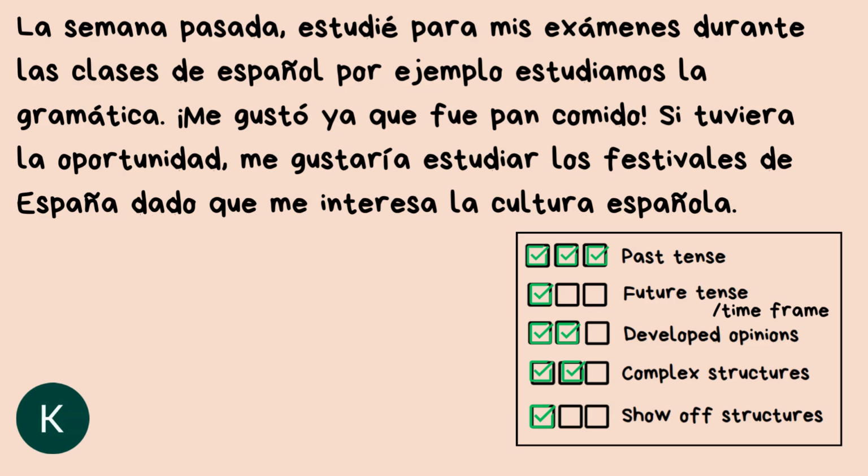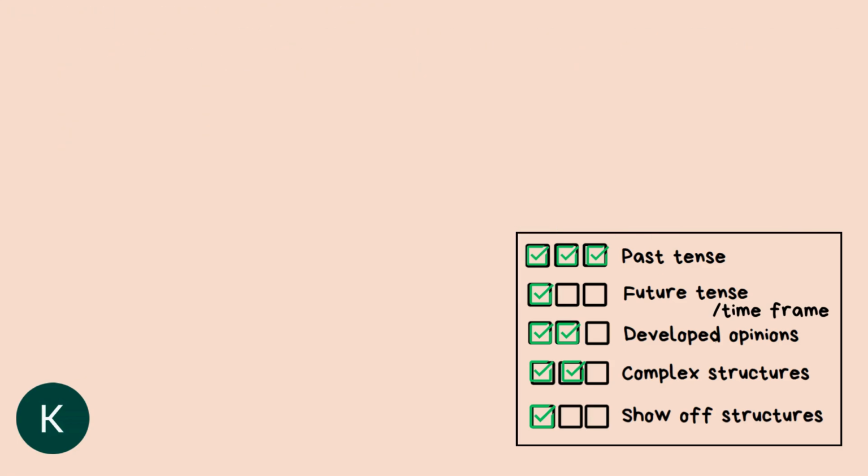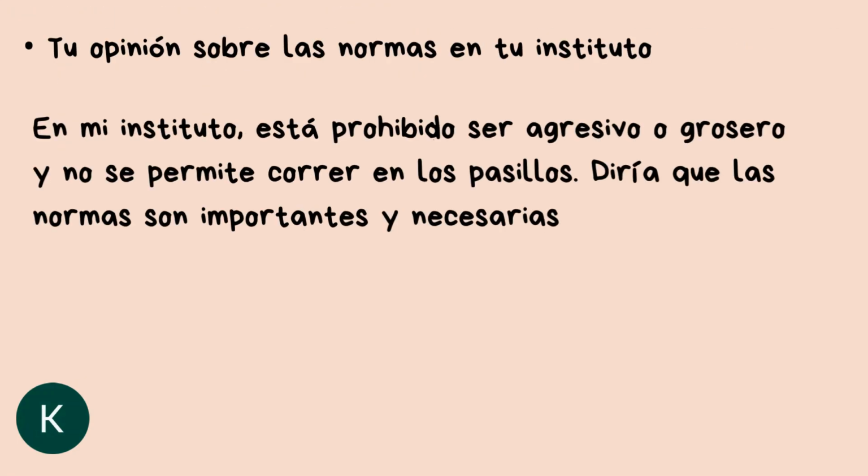And in terms of a show-off structure, for me, a real show-off structure is, if you look on the third line, si tuviera la oportunidad, me gustaría, if I had the opportunity, I would like. That's an imperfect subjunctive sentence there, which is a real show-off structure in the writing and speaking exams. So that's a great one to use there. So you can see just from that first paragraph, I have made it quite a long response, but I have managed to tick off quite a few things on my checklist. So let's move on to paragraph 2.